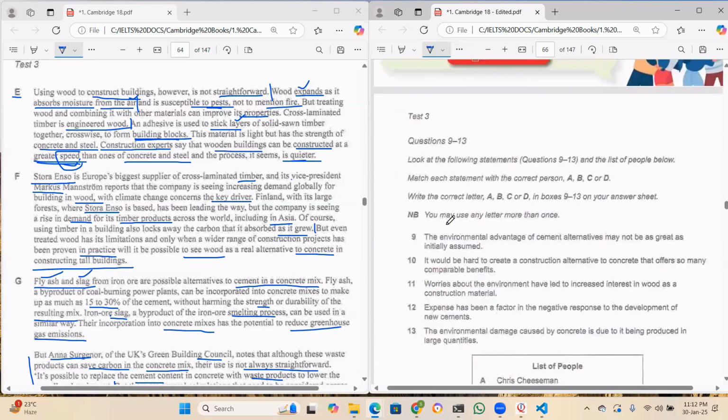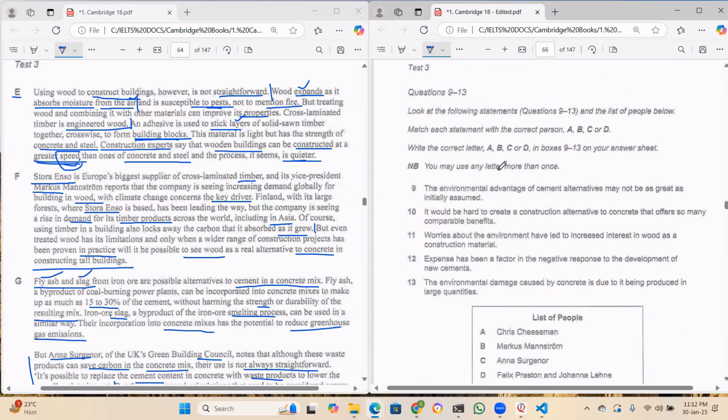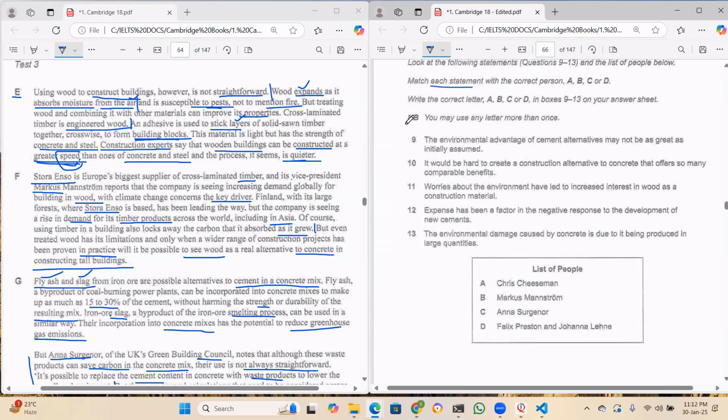And yeah, let's move to the last and final section. Yes, we got into matching. Now, match each statement with the correct person. That is the one. And here is one important note, guys. I need to tell you about this. You may use any letter more than once.